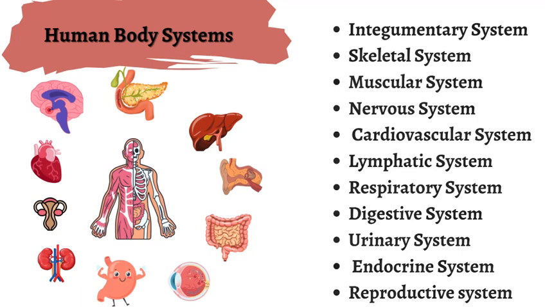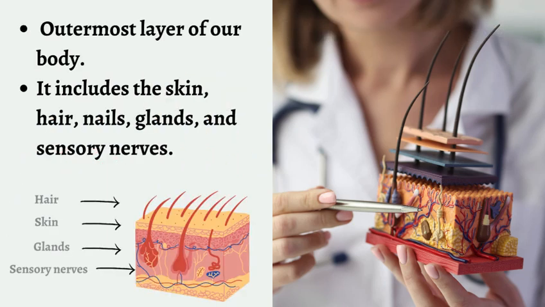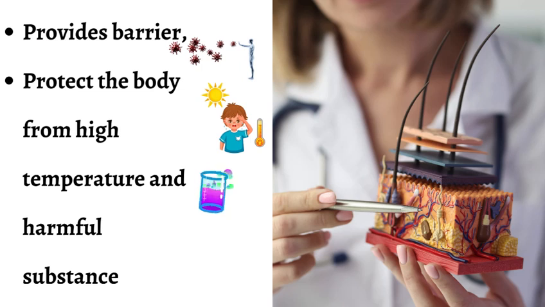First, we will see about the integumentary system. It covers most of the outer layer of our body. It involves the study of skin and various appendages like hair, nails, glands, and sensory nerves. It provides a barrier and protects the body from high temperature and also from harmful substances.